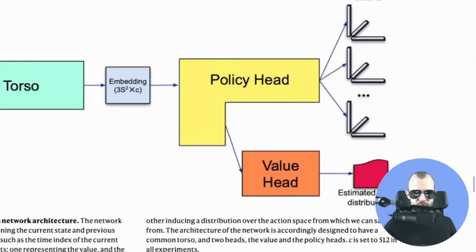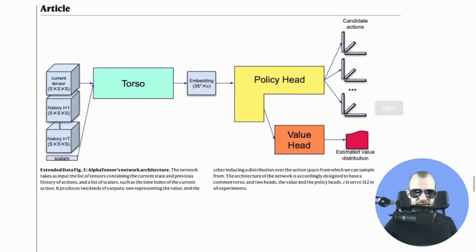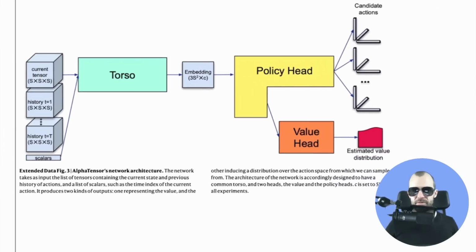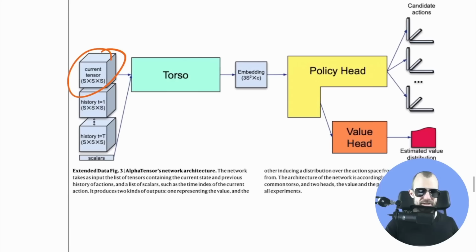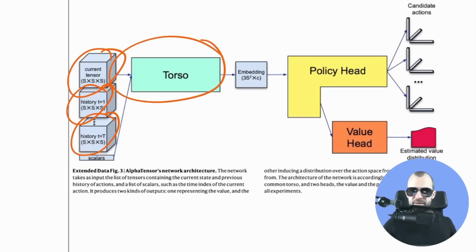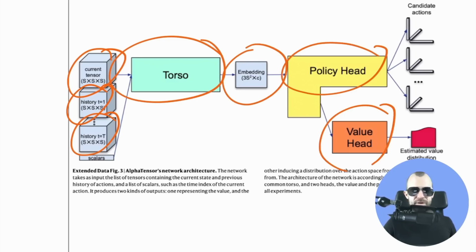And you don't need to know yet what they do with the architecture, but essentially, this is a reinforcement learning algorithm. So the input here is the current tensor and the history of tensors, which I find really interesting, that they also consider the history of things. This goes into some sort of a torso or a body or whatnot. Then out comes some sort of embedding. This goes into a policy and a value head. You might be familiar with all of this if you're familiar with reinforcement learning.